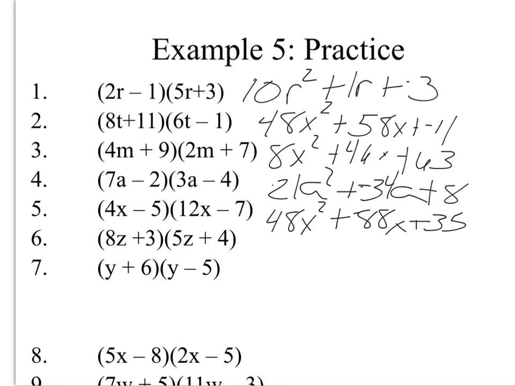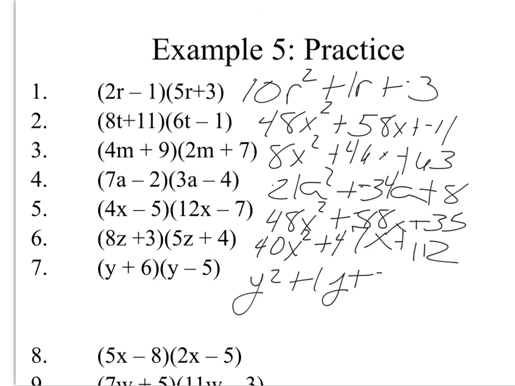So for number 6, we end up with 40x squared plus 47x plus 12. And the very last one, right as the bell rings, is y squared plus 1y plus negative 30.